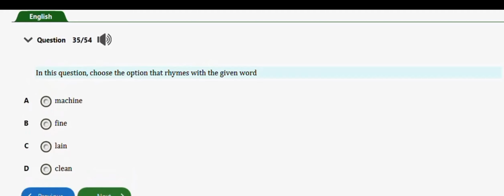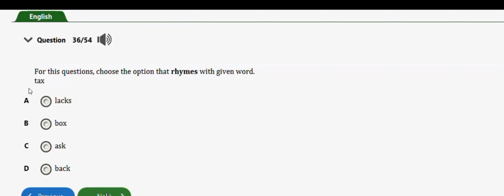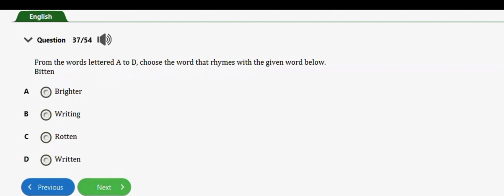Next question. It says the one that has the same rhyme with tax. So the right answer to this question is option. So the options we have lack, boss, ask, back. The right answer is option A. Okay, lacks has the same rhyme with tax. Okay, next question will be this one. It says the one that has the same rhyme with beating. We have brighter, writing, rotten, written. So the right answer to this question is option D, which is written.